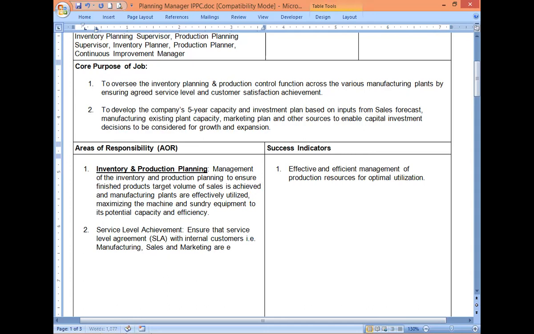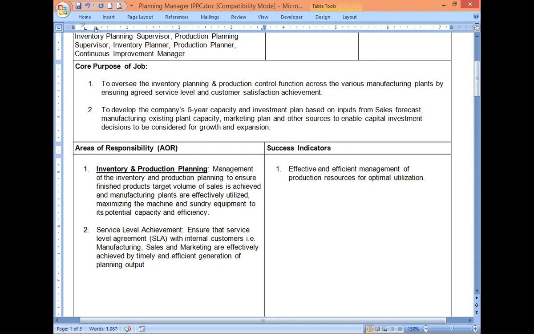Are effectively achieved. We have to put a timetable, a time frame, timely and efficient generation. I hope I'm doing it right in terms of my grammar and everything. Generation of planning output.